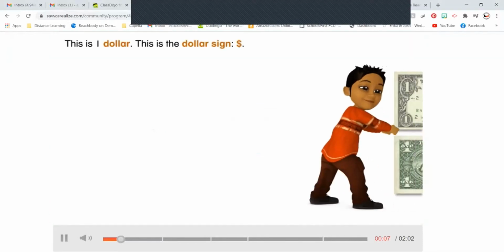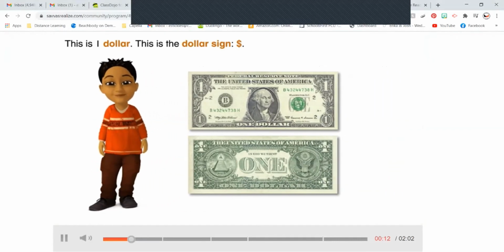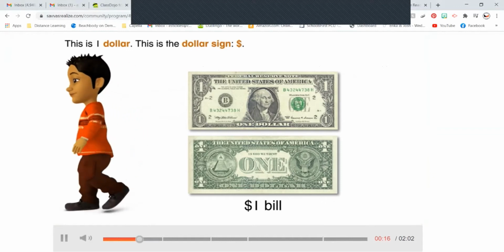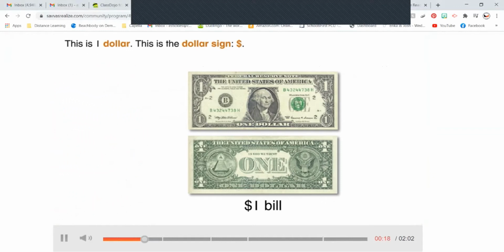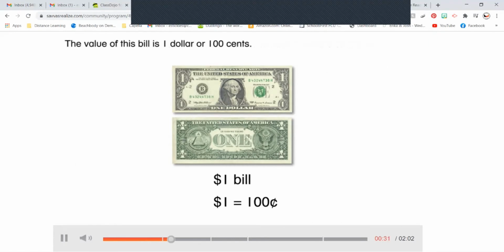This is $1. This is the dollar sign. A $1 bill has the same value as 100 pennies. What is the value of this bill? So the value of that bill is $1 or 100 pennies. The value of this bill is $1 or 100 cents.